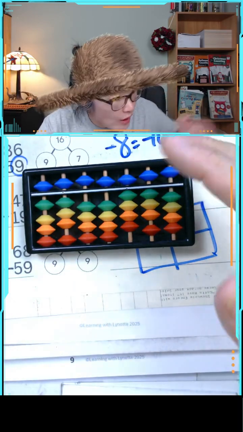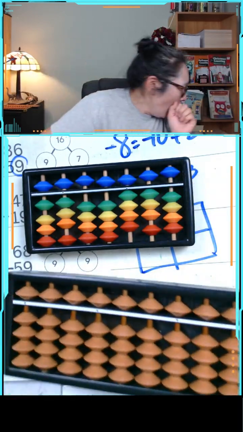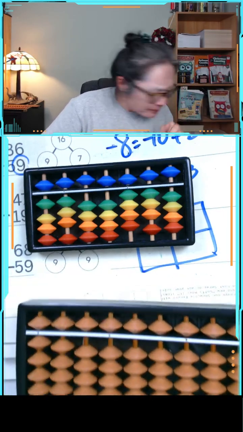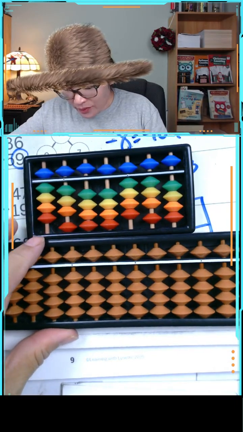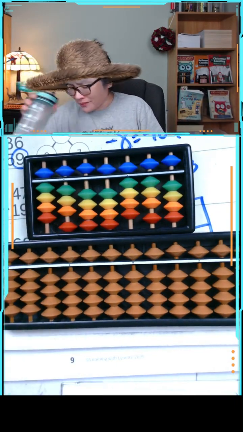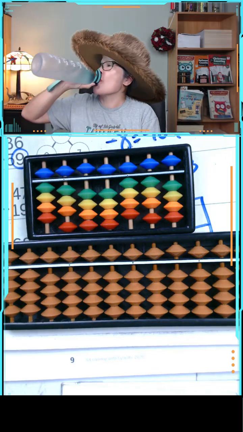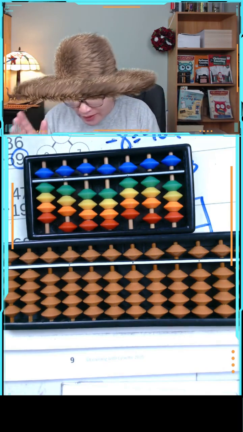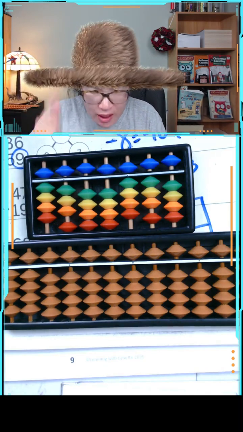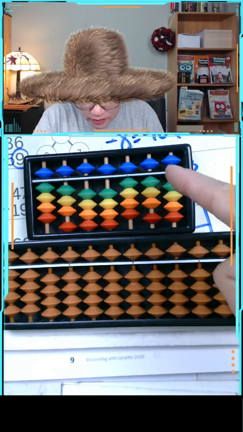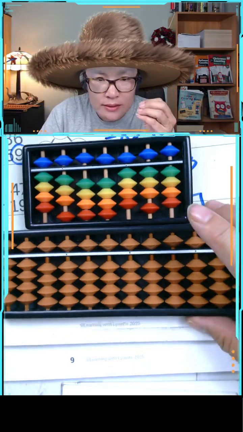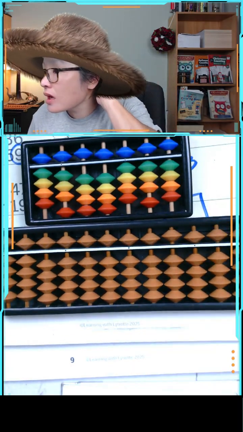Whether it's a colorful abacus or a single-color or multicolored abacus, it doesn't matter. It's the concept of the beads. That's really what it is. It's just the concept of the beads.